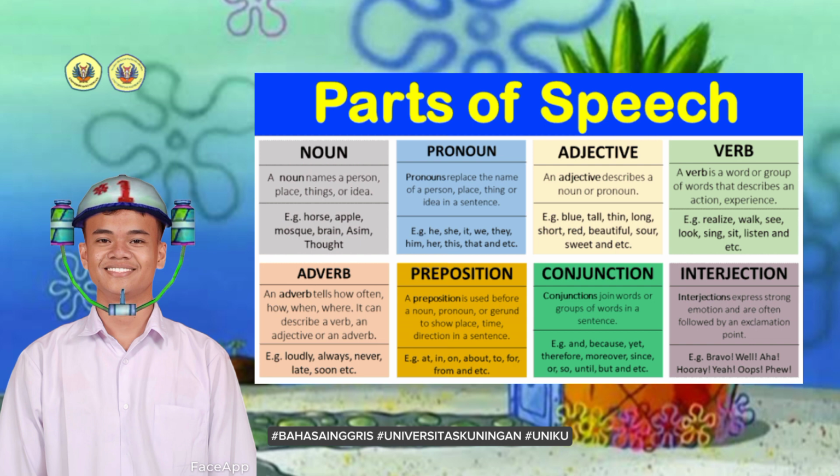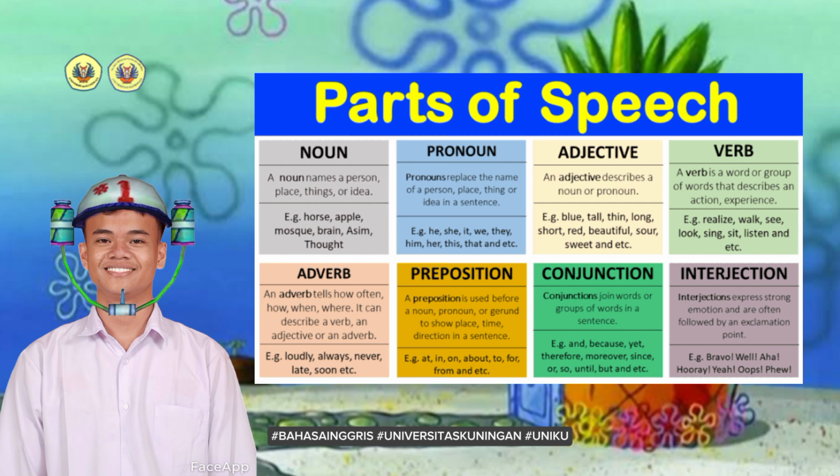The number 3 is a verb. A verb is a part of speech in grammar that represents an action, occurrence, or state of being. Number 4, adjective. An adjective is a part of speech in grammar that describes or modifies a noun or pronoun. Number 5, adverb. An adverb is a word that modifies or describes a verb, adjective, or another adverb.